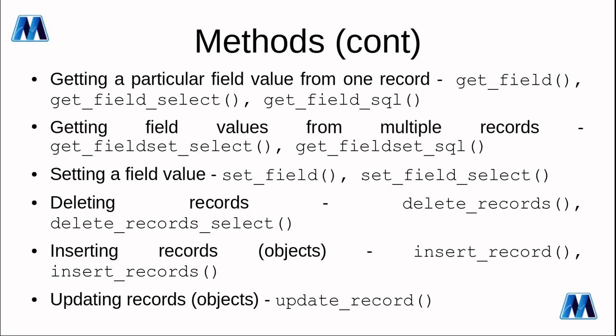Setting a field value, so you can set a field value, and you can delete records, only two methods there, and insert records, again two methods there, and update record. And these last three would expect a standard class object to be passed in, which relates to the particular record or records you want to deal with.